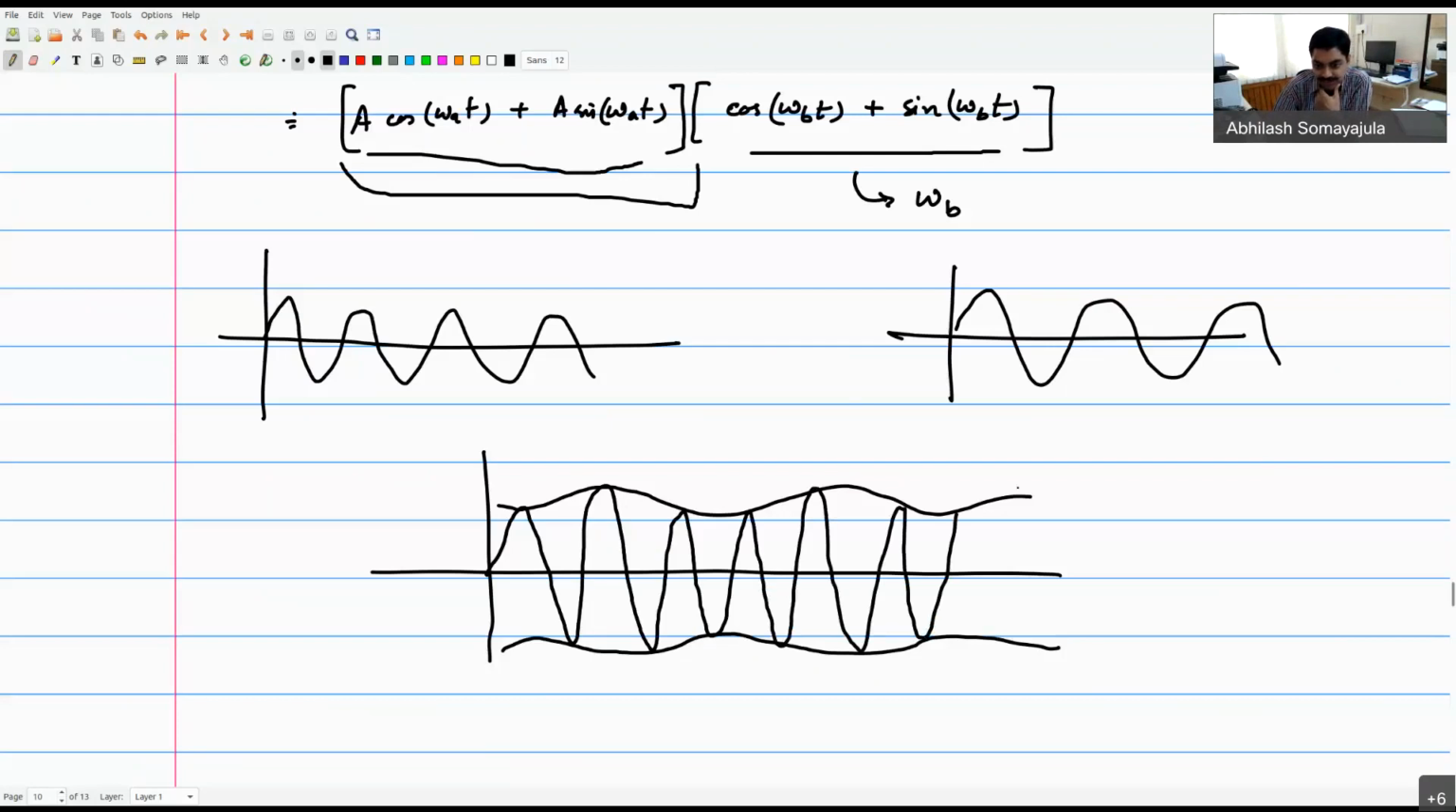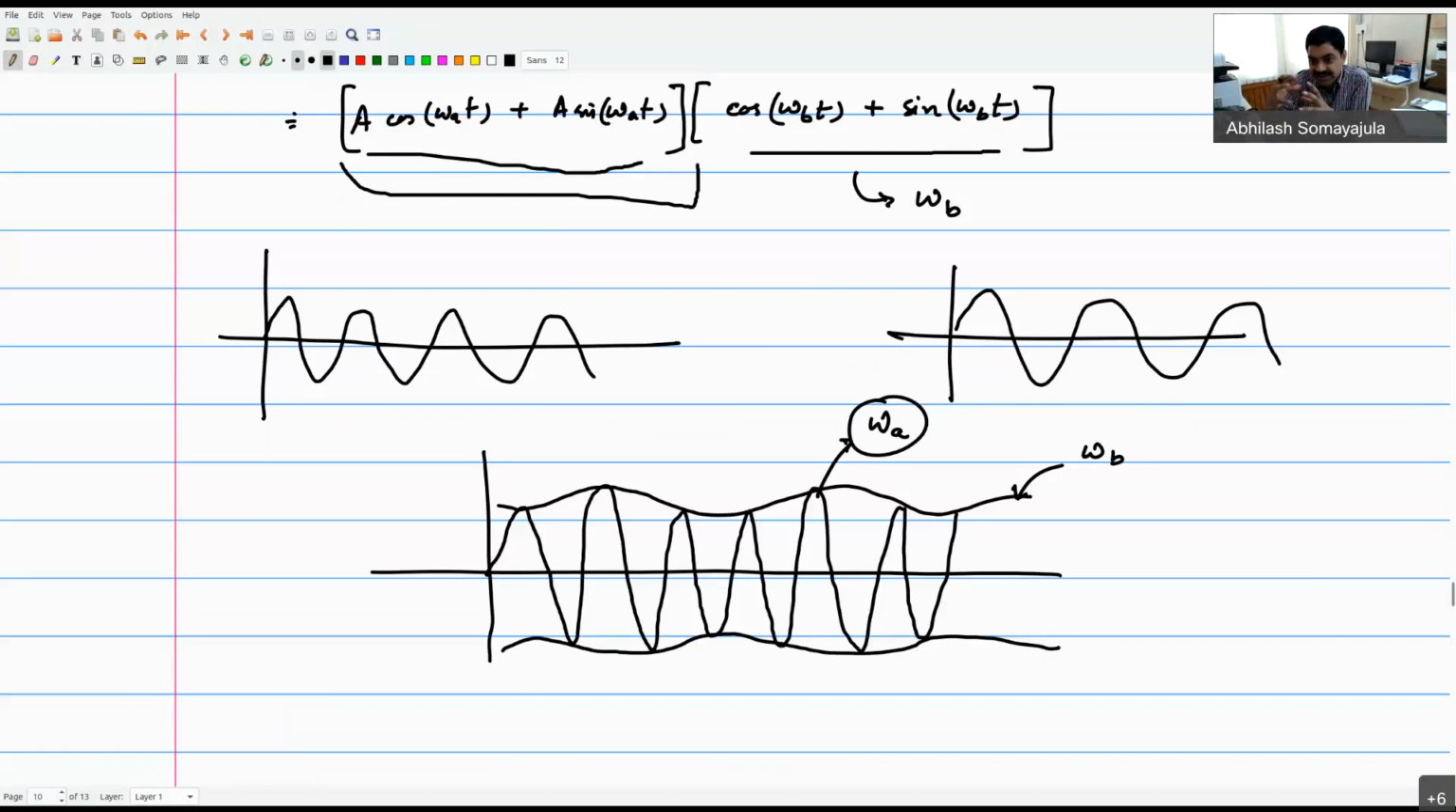This envelope is moving with omega B, whereas the signal's frequency is more or less omega A. So yes, the signal is oscillating with omega A, but the amplitude is again modulated further by omega B. It's like beats, right? The beating phenomenon is what you must have read in your undergraduate, maybe even in school, when you learned about simple harmonic motion.